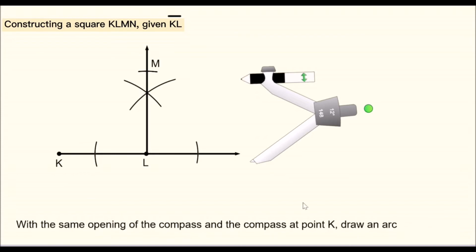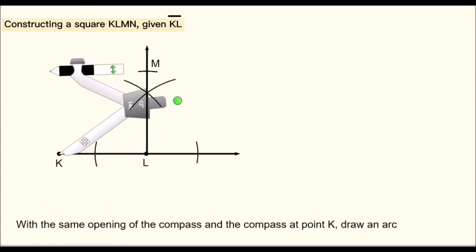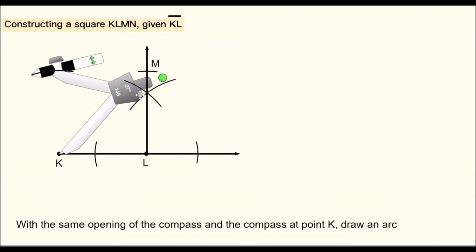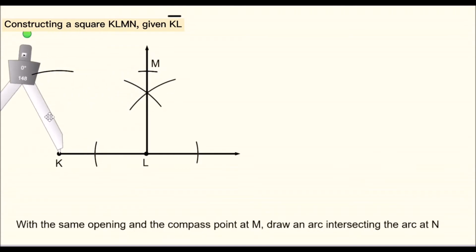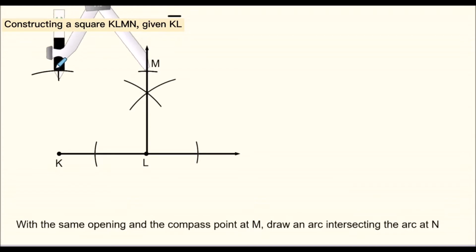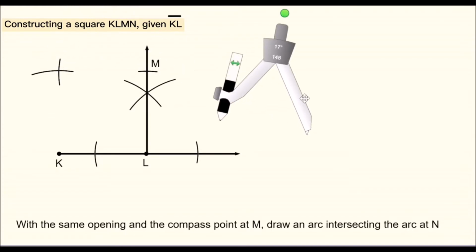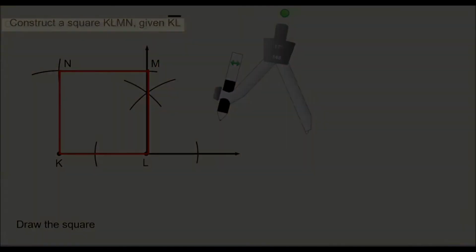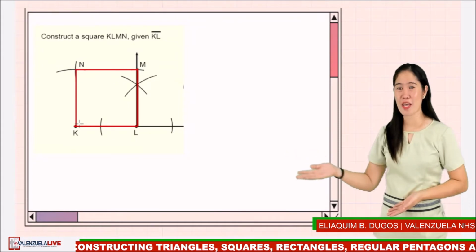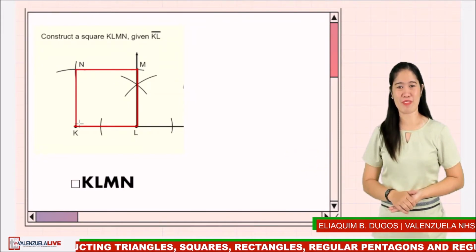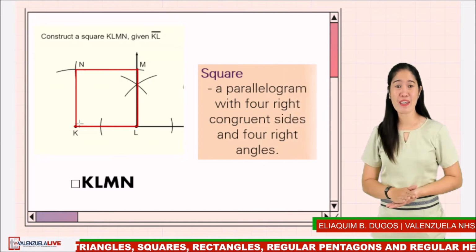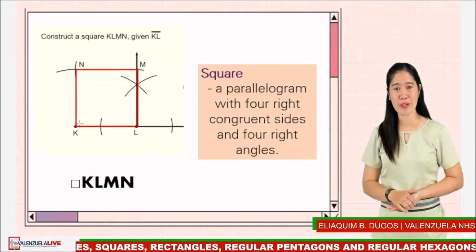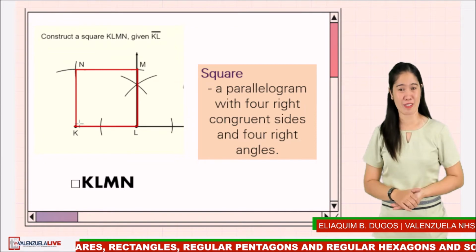With the same opening of the compass and the compass at point K, draw an arc. With the same opening and the compass point at M, draw an arc intersecting the arc at N. Draw the square. This is square KLMN. A square is a parallelogram with 4 congruent sides and 4 right angles.